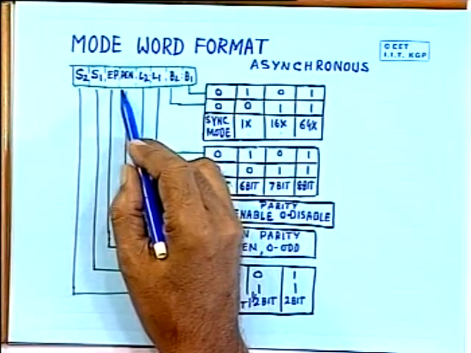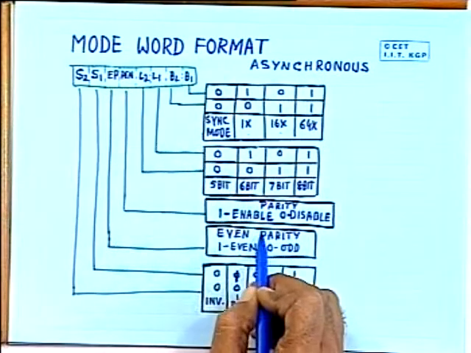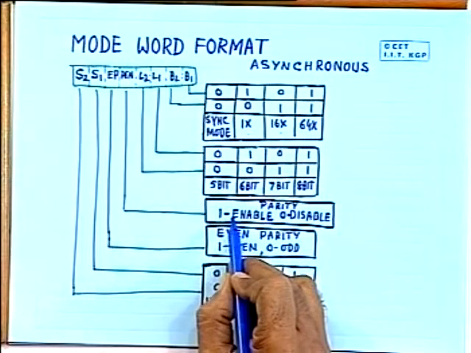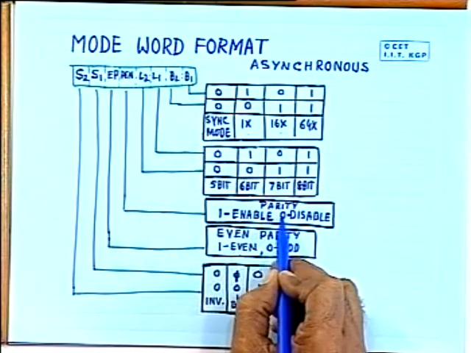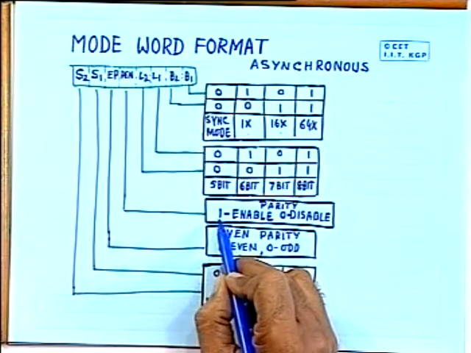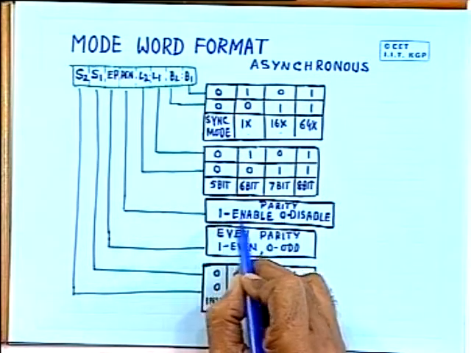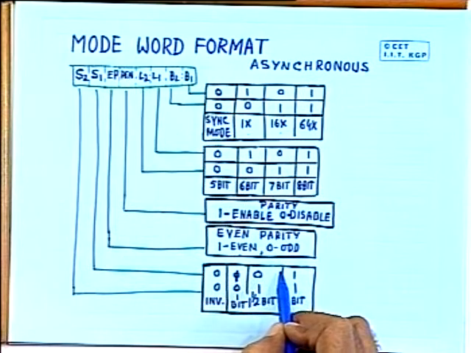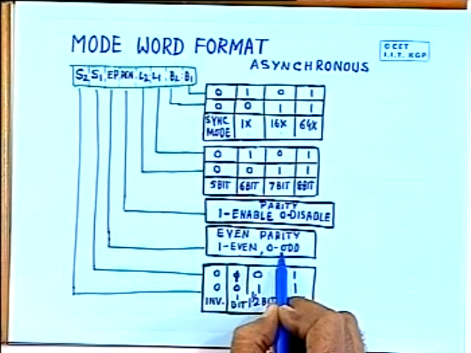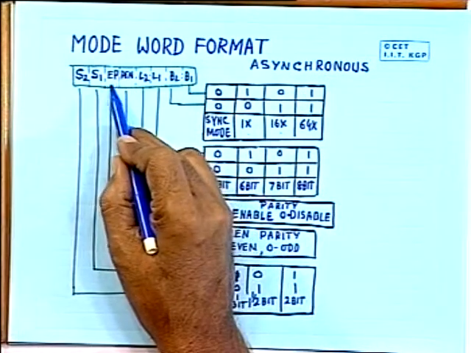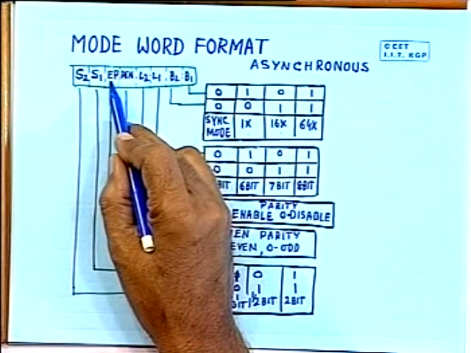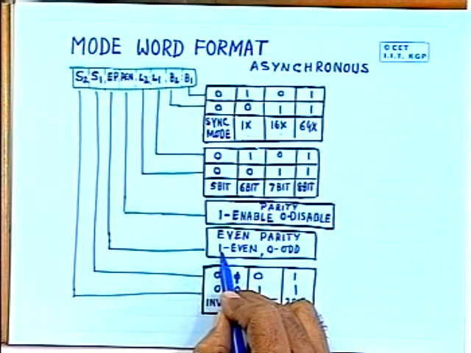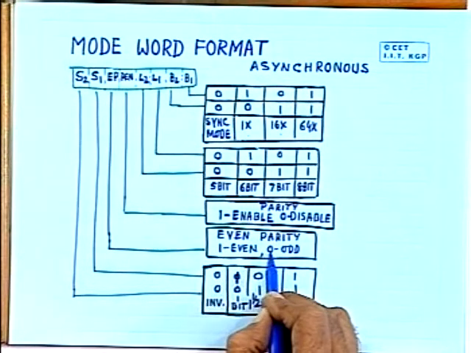And as I told, there is a parity which is optional. If you don't want to use it, make this bit 0. If you want to use the parity bit, make this bit 1. So the parity bit can be enabled or disabled by writing into this bit position, and it can be even parity or odd parity. That is also decided by this bit, EP, that means even parity bit. If it is 1, you are using even parity. If this is 0, you are using odd parity.